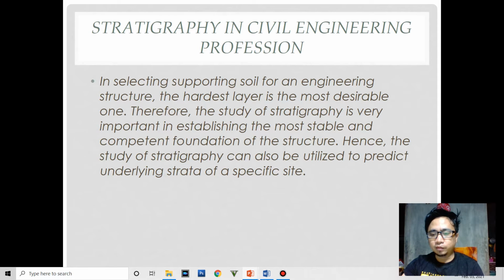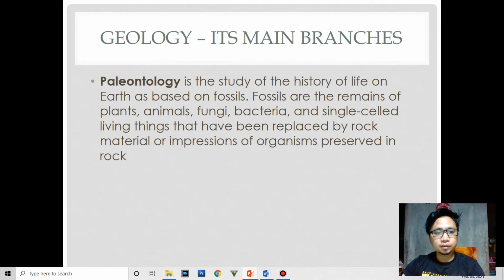So actually, there are a lot of products of research wherein the strata could be identified through some methods, without further investigation. That simply means you can predict out of the products of researches. And so far it is feasible, in determining the layers of the foundation. Okay, so another main branch of geology, we have paleontology.